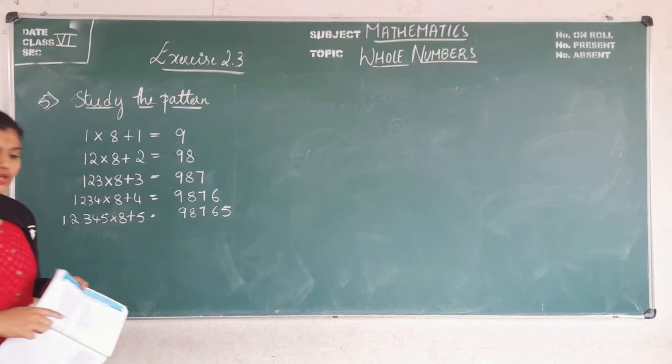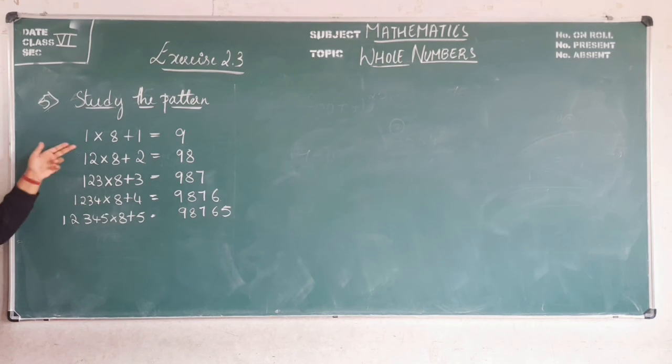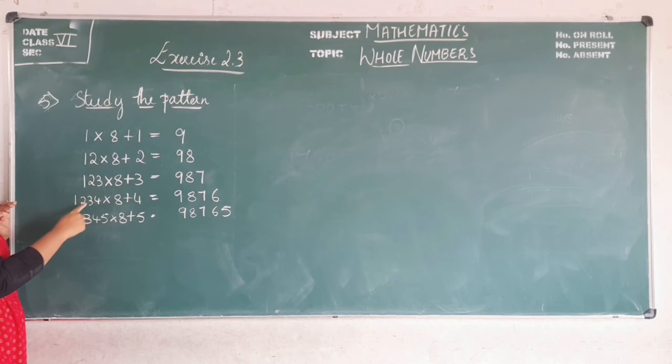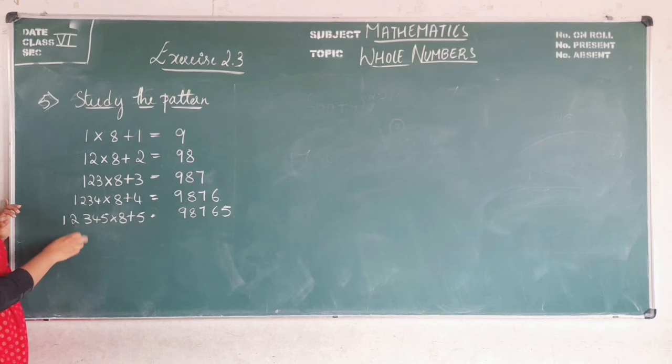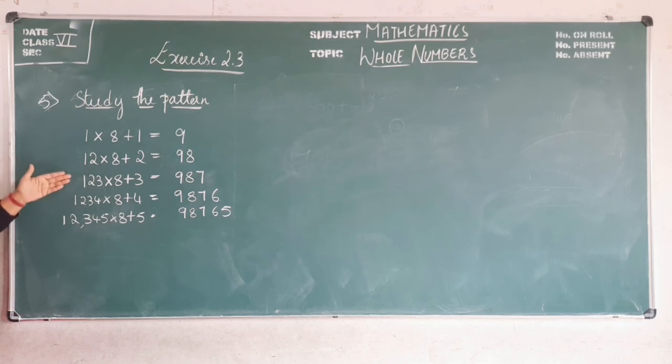We have to see the equations and state the pattern. So just compare each expression one by one. Here it is 1. Here it is 12. Here it is 123. Here it is 1,234. Here it is 12,345. So just compare the first whole number in each case.